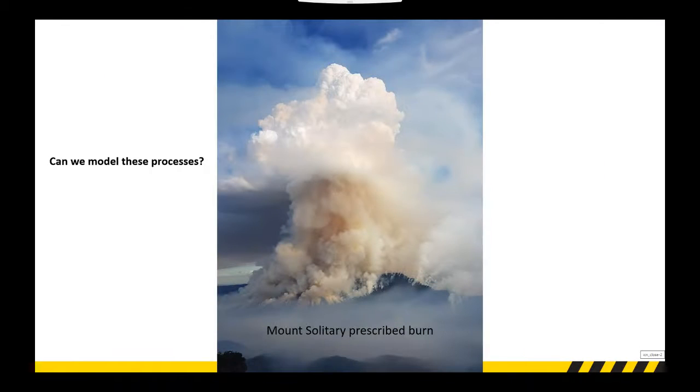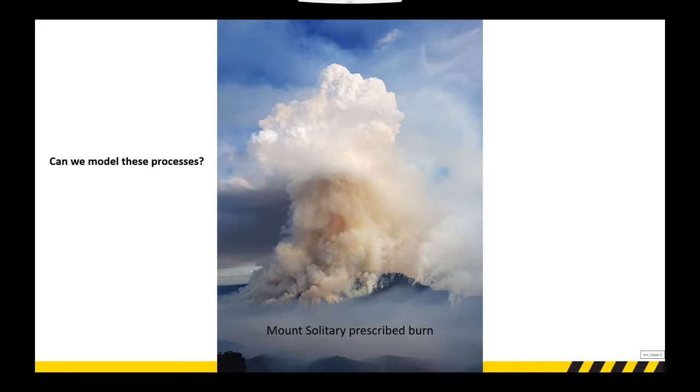Okay. So what I've got on the screen now is a photograph of a prescribed burn, a fuel reduction burn, which was done at Mount Solitary in New South Wales. The question really is, can we model the three-dimensional interactions between fire and the atmosphere that you can see in this photograph? Because a fire releases energy, and that energy release actually changes the surrounding atmosphere.